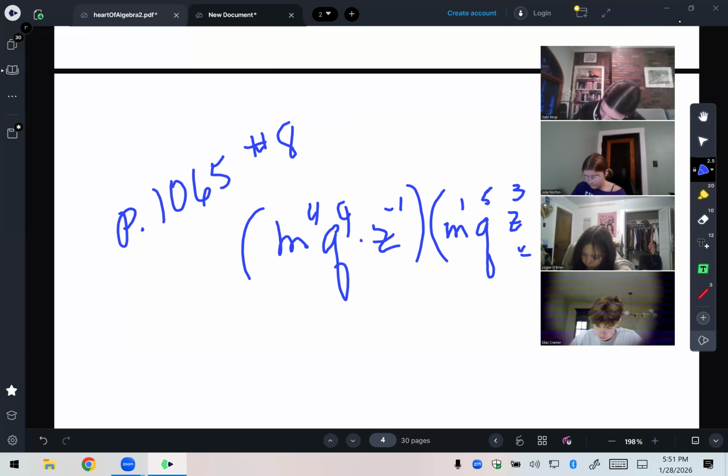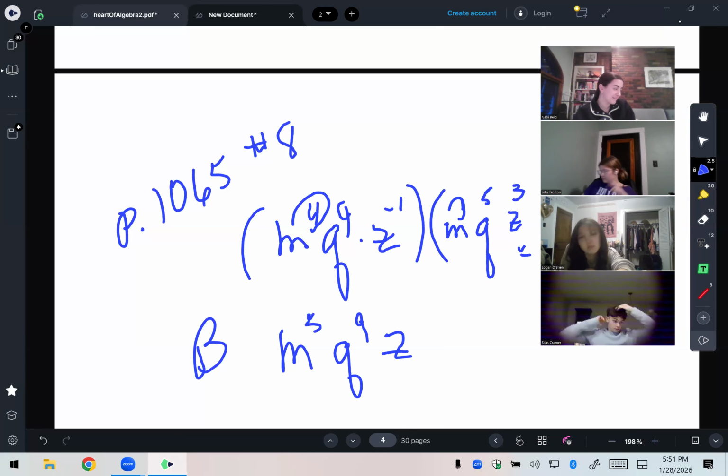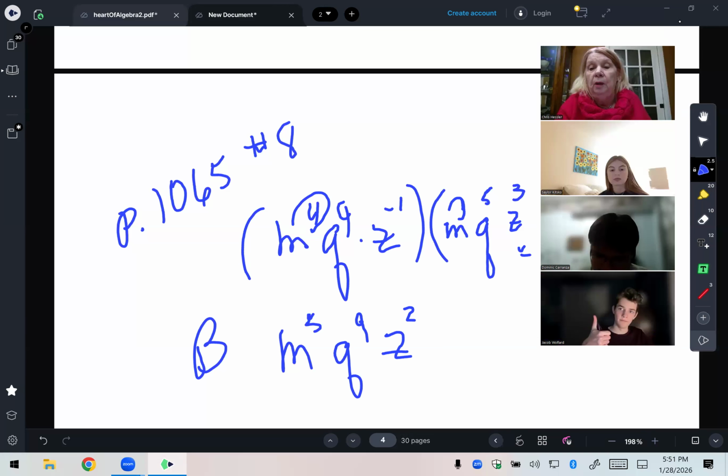So we will get B, m to the fifth, because I have to add the 4 and the 1. The q will be to the ninth. And then the z will be squared. So everybody get B here? We're good? Okay, good. This group B is good?